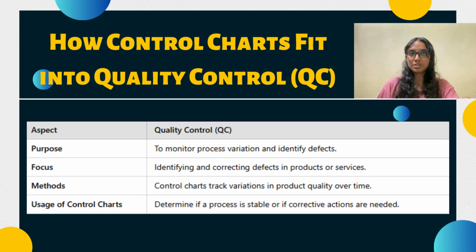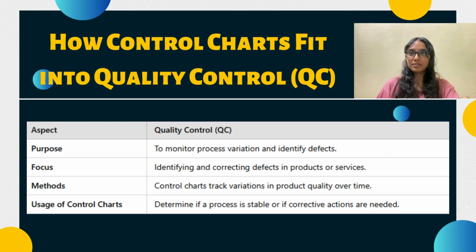This helps to ensure that quality products reach customers. In QC, the methods typically used to control quality are inspection and testing, sampling and analysis, and corrective actions, where control charts track variations in product quality over time, helping to determine if the process is stable or if corrective actions are needed in the future or in real time.